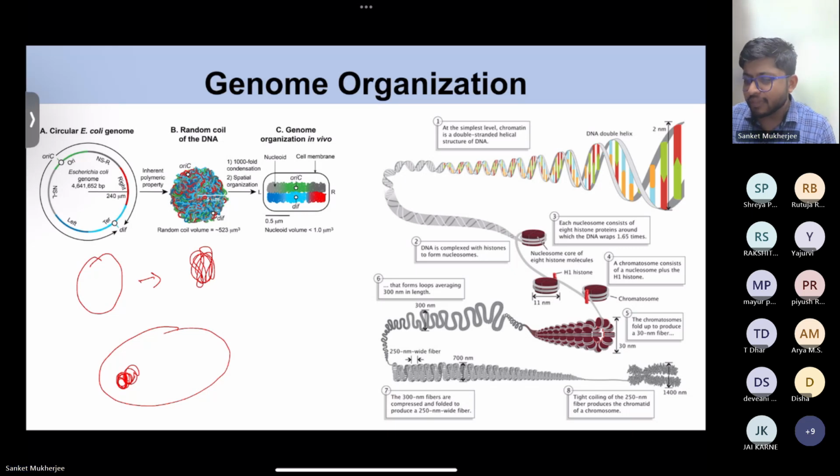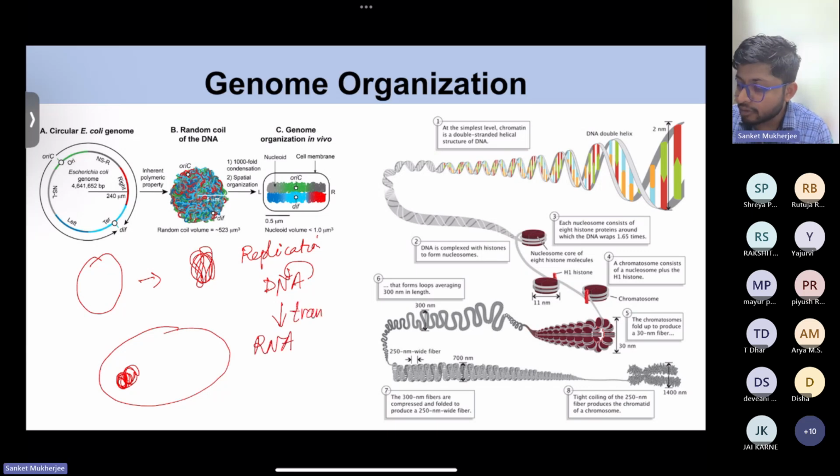And there is an origin of replication in this genome, and from this origin, there is replication. I hope you know what replication, transcription and translation are. If anybody doesn't know, they can ask. I'll still tell you. The central dogma of molecular biology says that DNA forms more DNA using replication. This DNA forms RNA through transcription, and this RNA forms proteins through translation, right? So this is the central dogma of molecular biology.